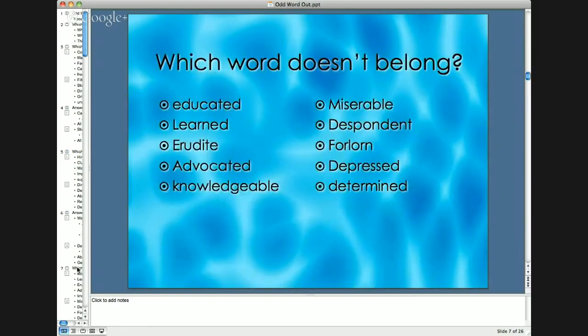Which word doesn't belong here? Educated, learned, erudite, advocated, knowledgeable. Take a moment to look up any ones you don't understand.